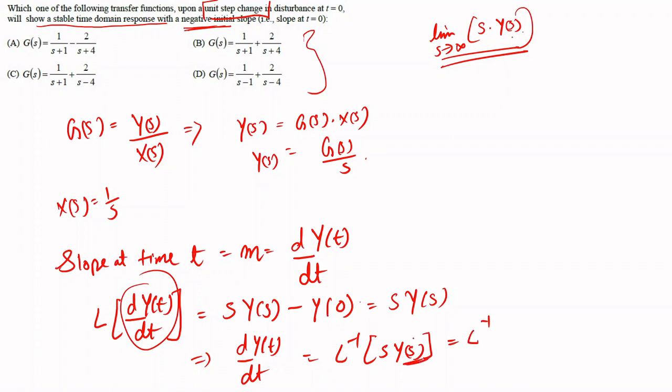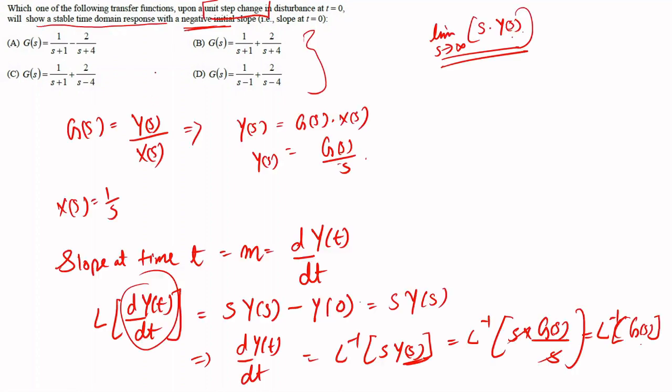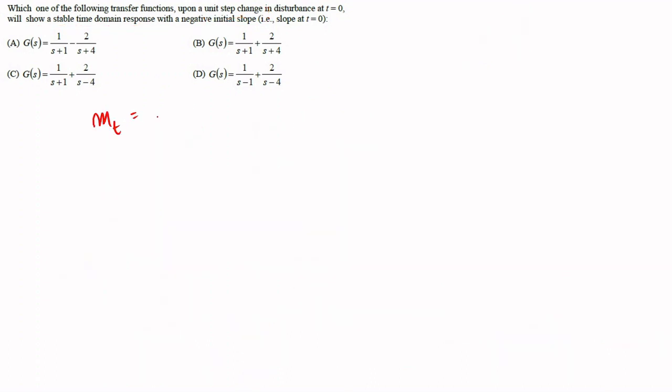Now Y(s) we are having as G of s upon s, so sY(s) will simply become s into G of s upon s. So that is the Laplace inverse of the given transfer function. So we found out that the slope of the response of this transfer function at any given time, that is m(t), will be the inverse Laplace transform of the transfer function.